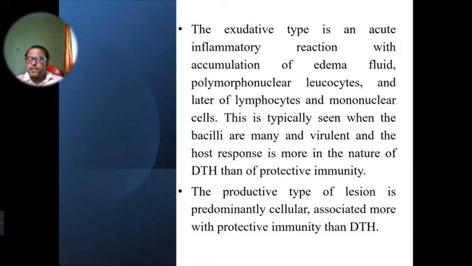While the productive type of lesions are characterized predominantly by cells. This productive type of lesion mostly has prominent cells, which is associated more with protective immunity than the delayed type hypersensitivity reaction. When a productive type of tubercle lesion is produced, it contains only cells, and it is mainly associated with protective immunity rather than the delayed type hypersensitivity reaction.